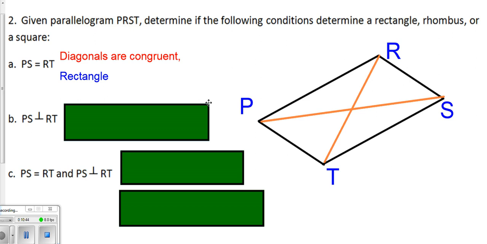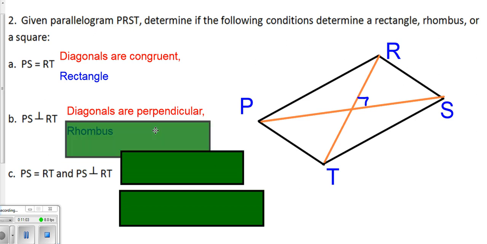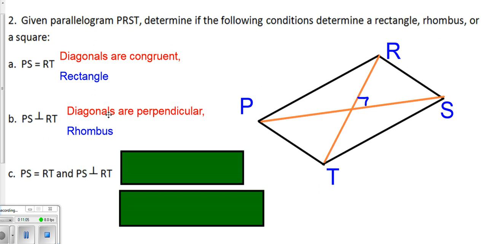If PS, so this diagonal, is perpendicular to RT, so if these intersect each other at a right angle, again, what did they tell us? They told us the diagonals are perpendicular, because PS is a diagonal and RT is a diagonal. If the diagonals are perpendicular, what is that telling us? It's telling us it's a rhombus. So we can say that this figure has to be a rhombus because these ones they told us were perpendicular to each other.